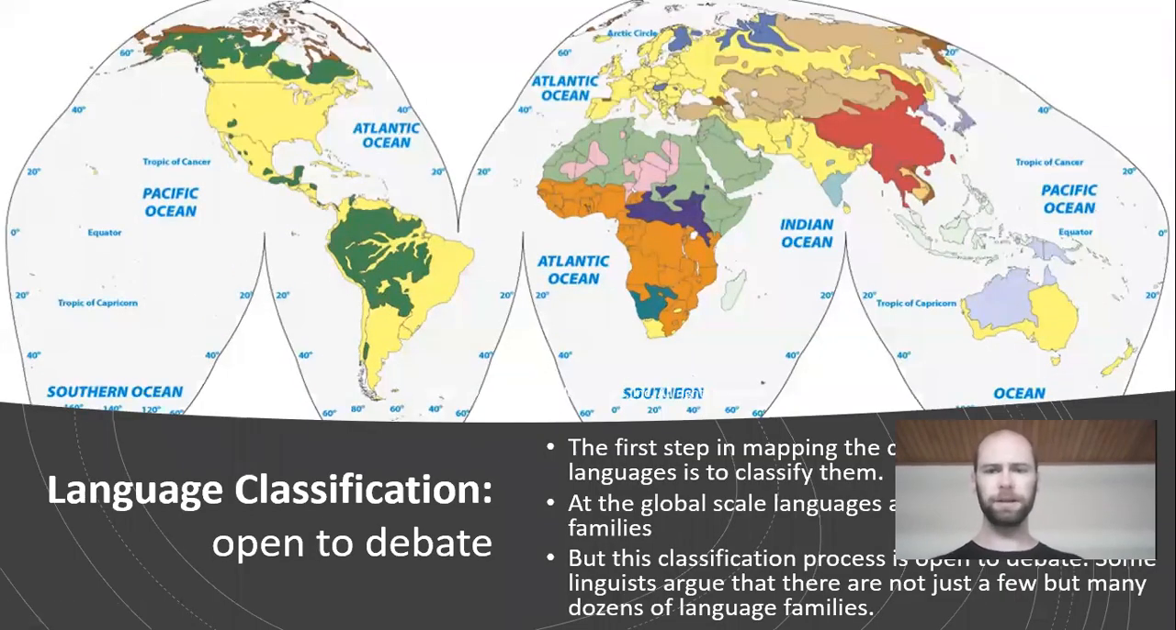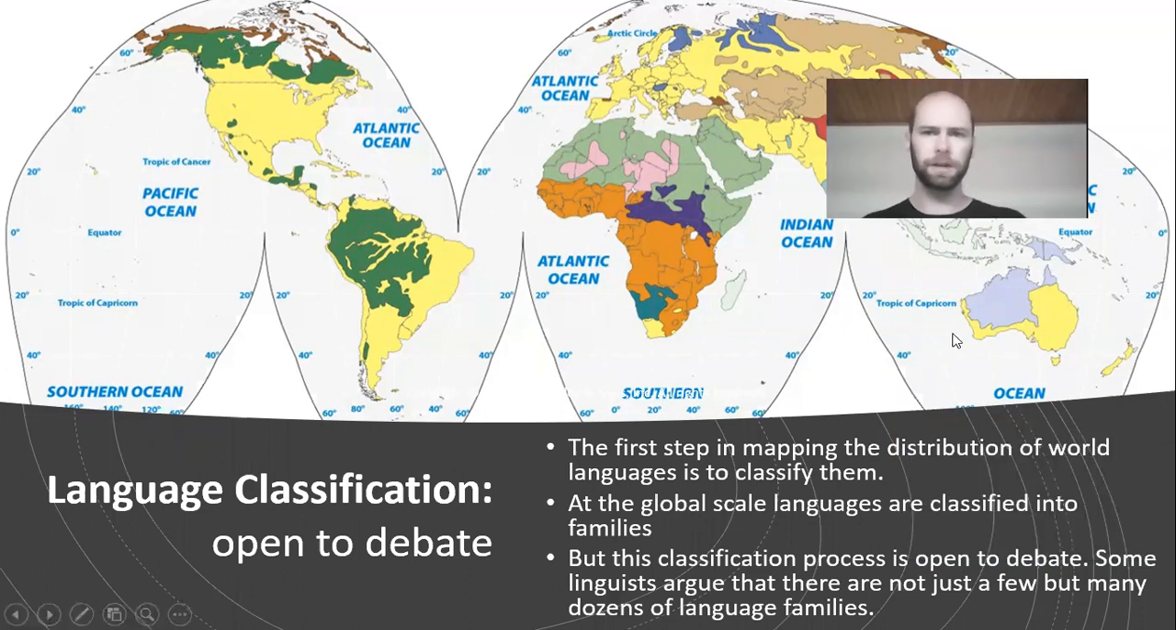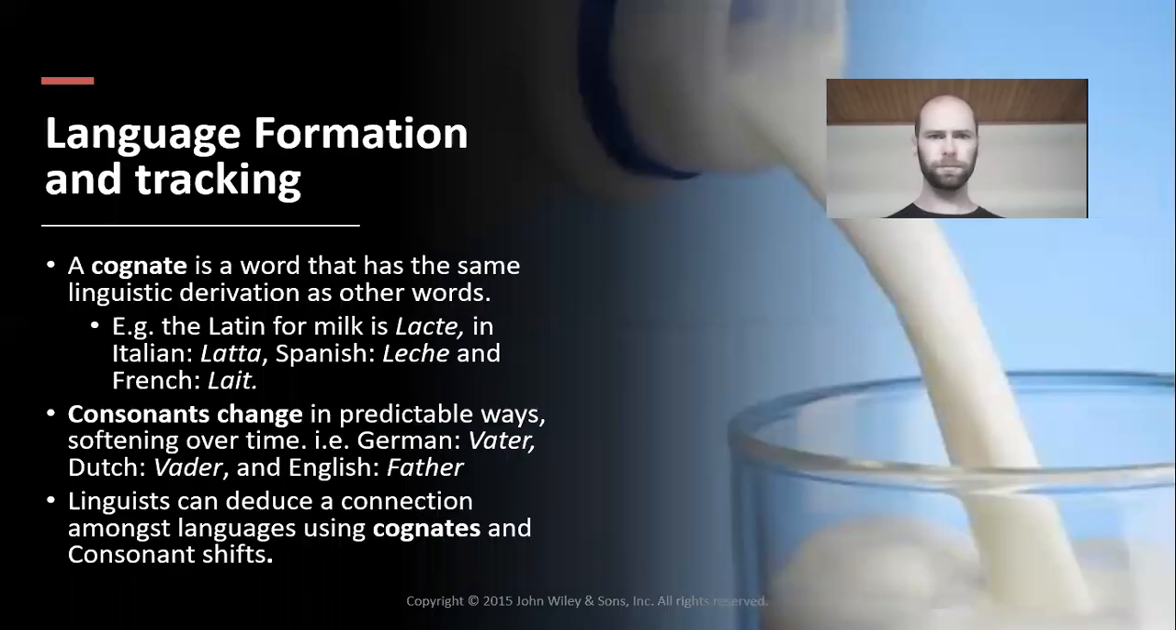So the first step in mapping the distribution of world languages is to classify them. And at the global scale, languages are classified into these around 15 families. But this process is open to debate. And linguists track the formation of a language through things like cognates and through how consonants change. They can deduce a connection between languages using these things.